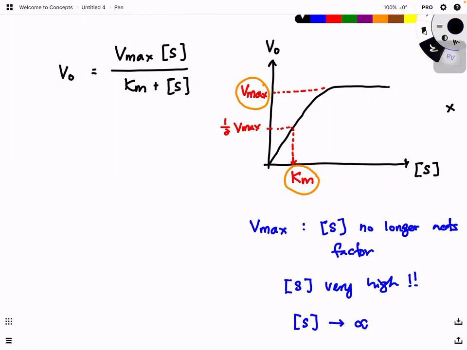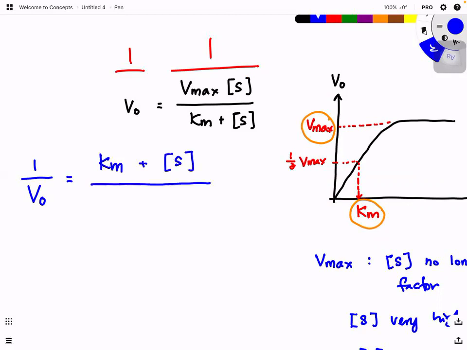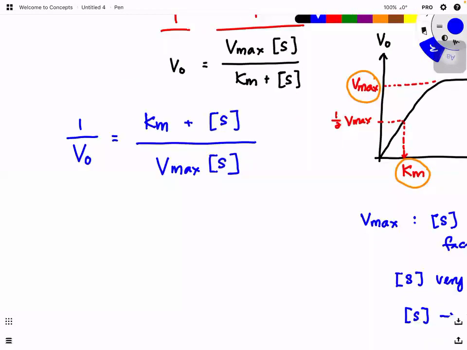So Lineweaver-Burk modified this equation to become a double reciprocal equation. So what does the double reciprocal equation mean? Basically, we use back this equation, and we put 1 over on both sides. So therefore, what we're going to get here is 1 over V naught equals Km plus substrate concentration, over Vmax times substrate concentration. Clear or not? You invert the equation. Are you clear? We invert the equation now.